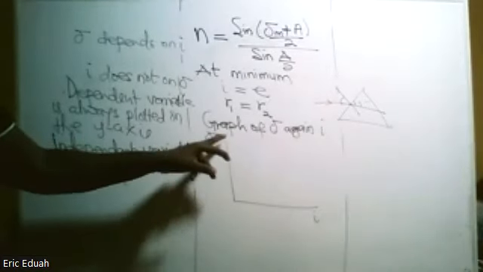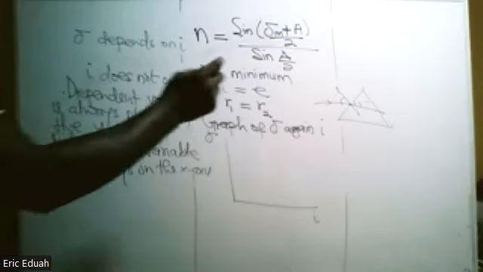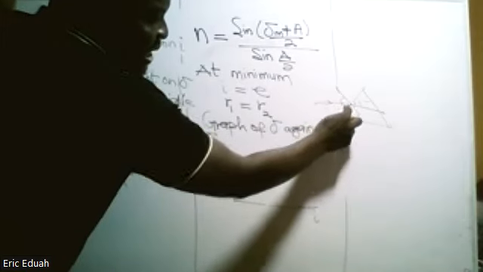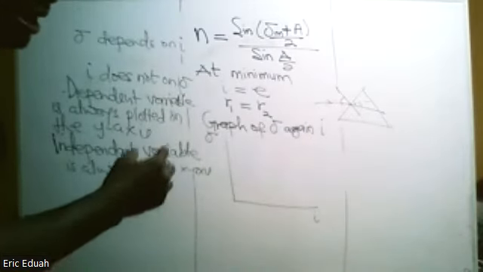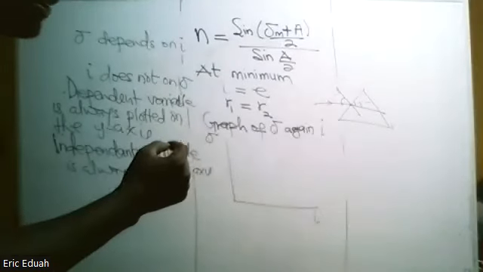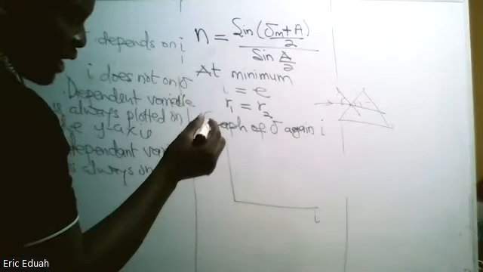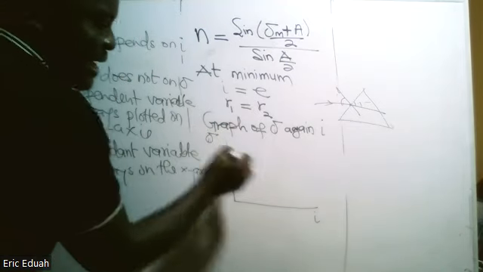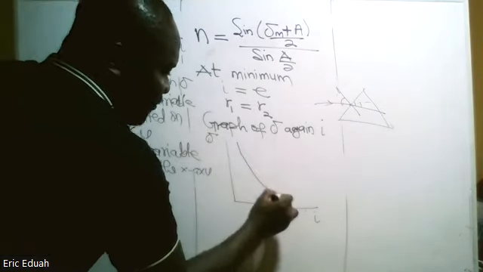Are we okay? Implying that the angle of incidence must be changing to give you the angle of deviation. If you recall, I said that a changing angle of incidence gives you the angle of deviation. So when the angle of incidence is increasing gradually, then we realize that the angle of deviation will be decreasing. Okay, so when you plot this against this, you have this curve.